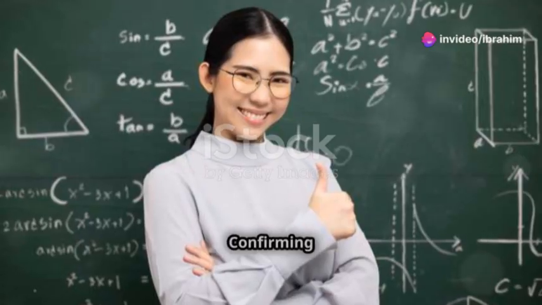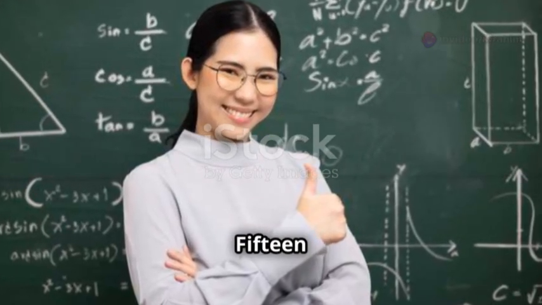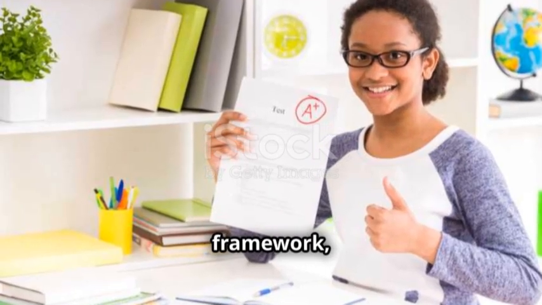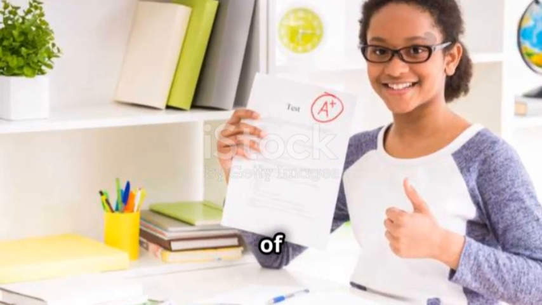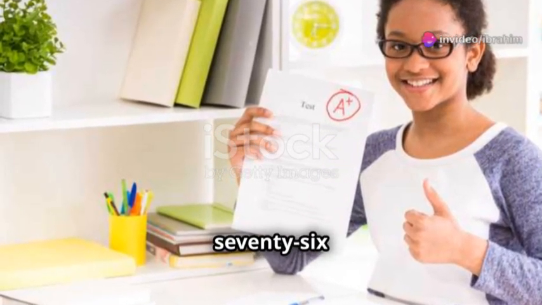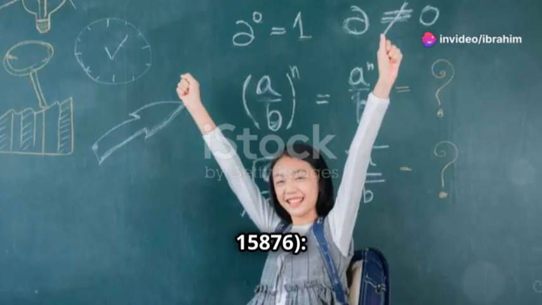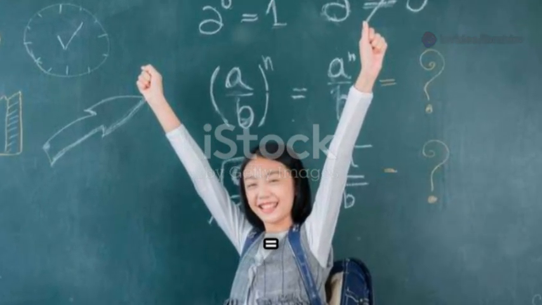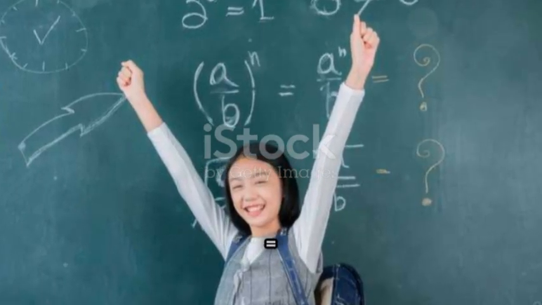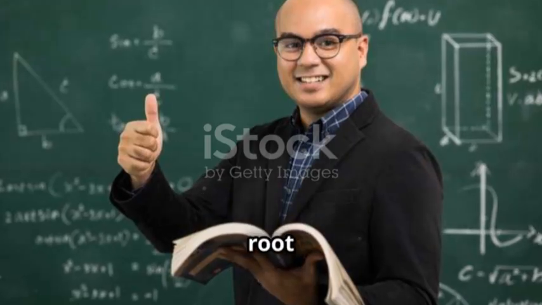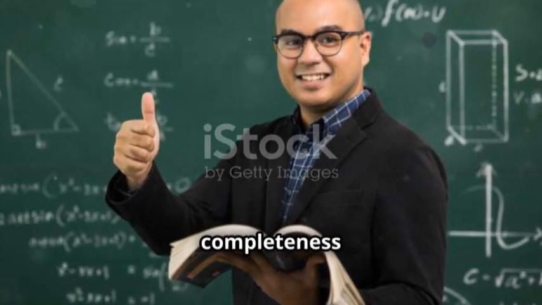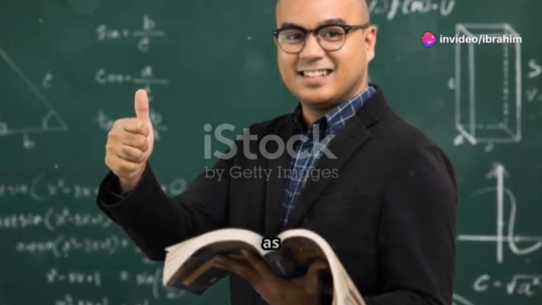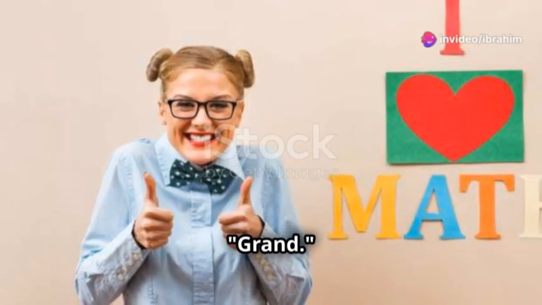Step 6. Confirming the digital root of 15,876. To complete the framework, let's check the digital root of 15,876. 1 plus 5 plus 8 plus 7 plus 6 is 27. 2 plus 7 equals 9. The digital root of 9 symbolizes completeness in numerology, which fits this verse praising the Quran as grand.